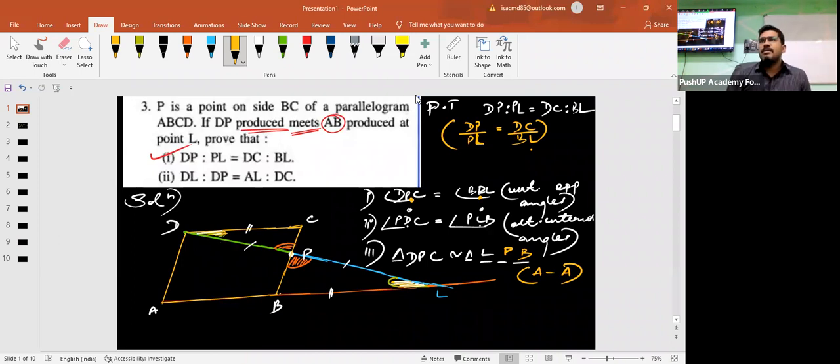Sachin, is it clear? Corresponding vertices? Okay. Ron, Gautam. Yes, sir. So triangle DPC is similar to triangle LPB by the angle-angle axiom.